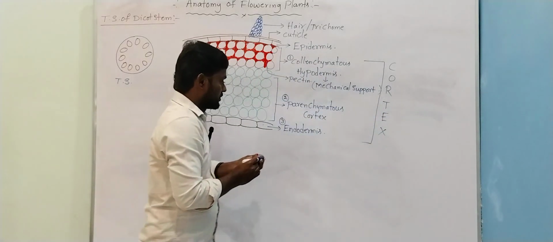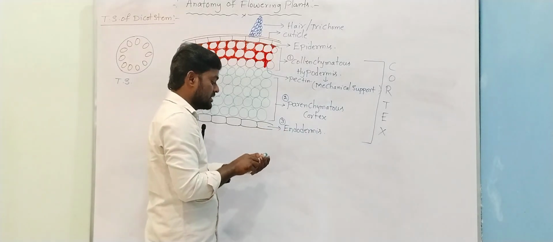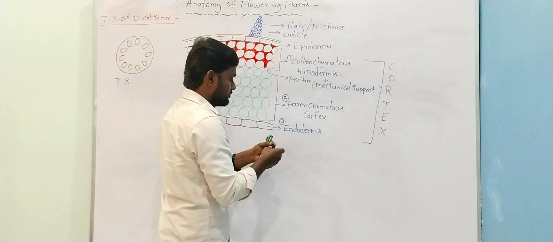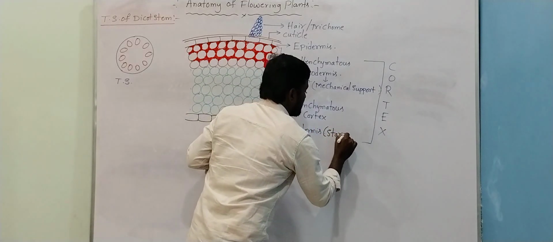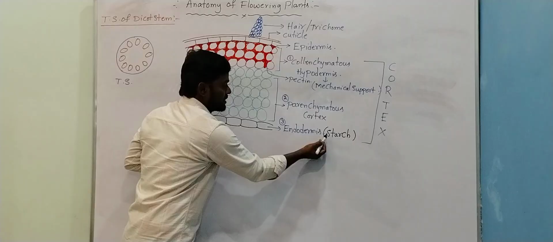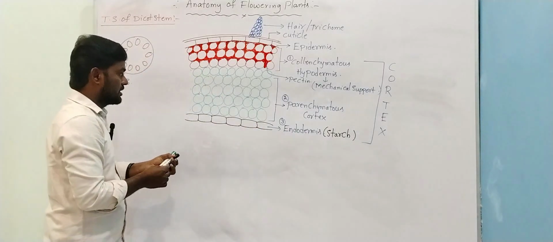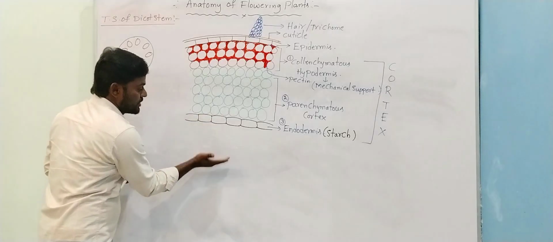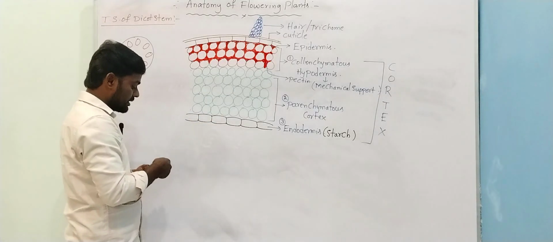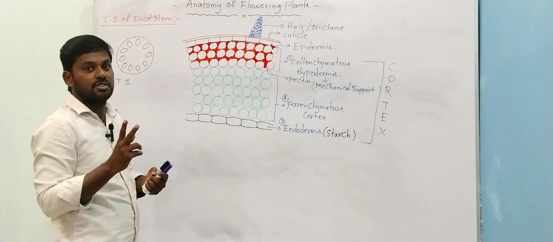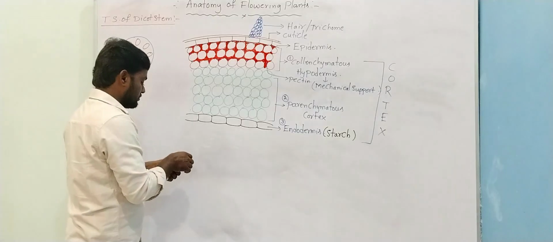The inner layer of the cortex is called endodermis. This endodermis has starch deposition. The starch is deposited in this endodermis layer. Next, the inner tissue is called pericycle. Pericycle is composed of two types of tissues, that is sclerenchyma and parenchyma.